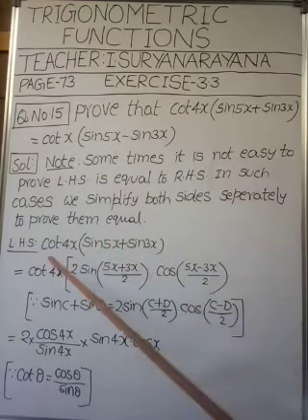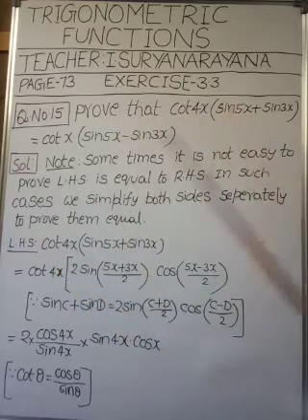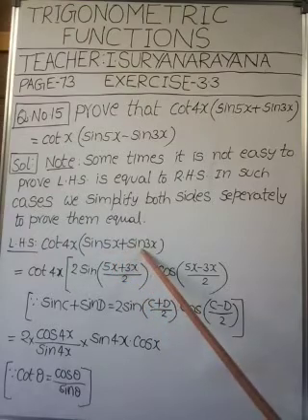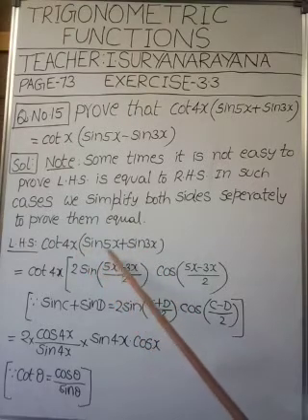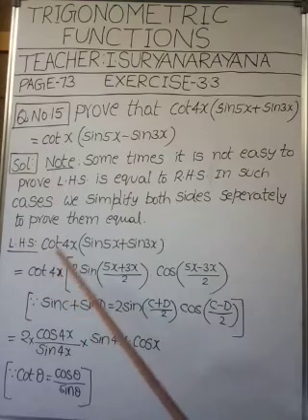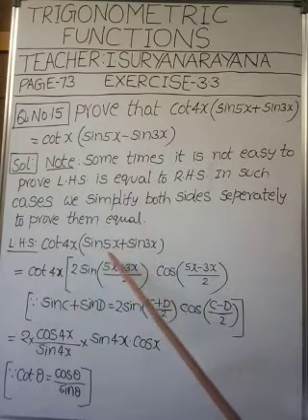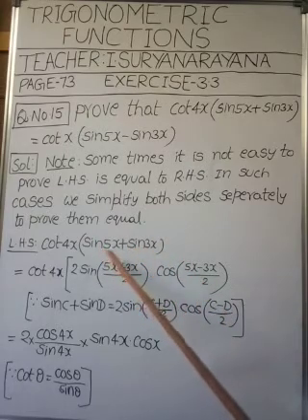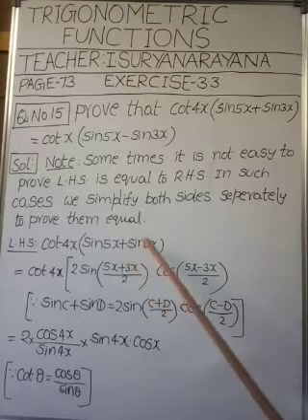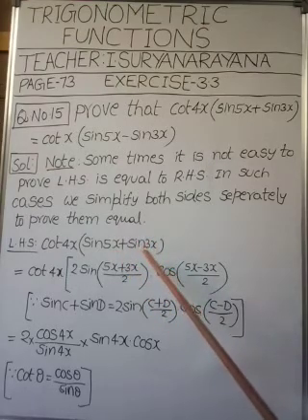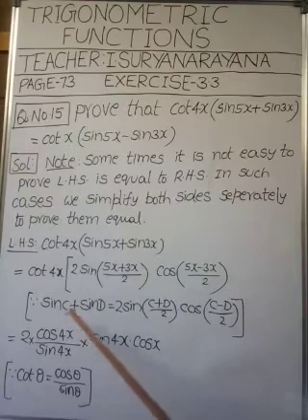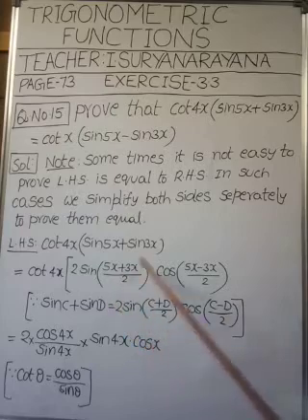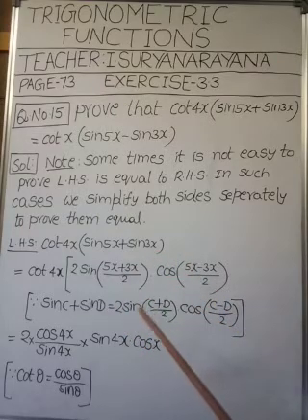Now come to the LHS. We are taking the LHS: cot 4x into sin 5x plus sin 3x. If you observe the function in the brackets, it is in the form of sin C plus sin D. We are going to use the transformation formula, where C is equal to 5x and D is equal to 3x. What is the formula?